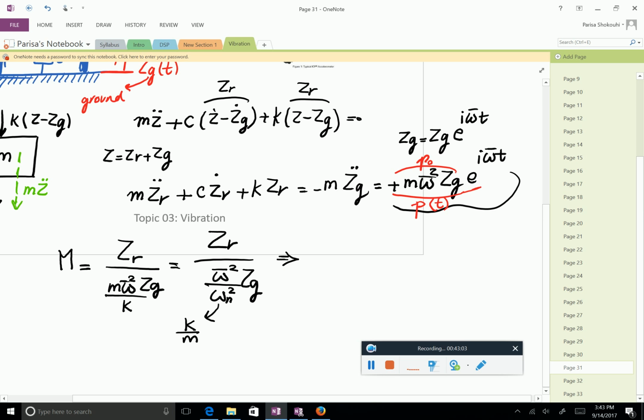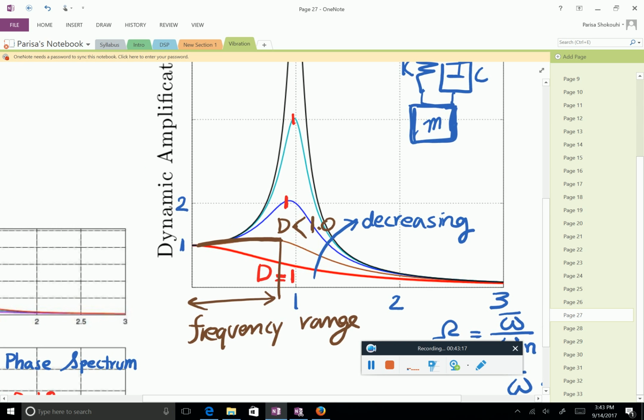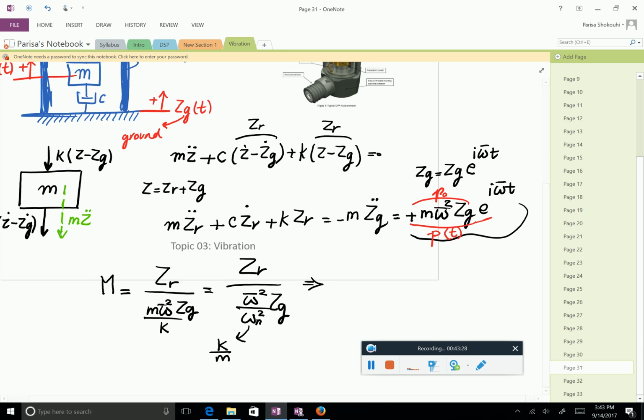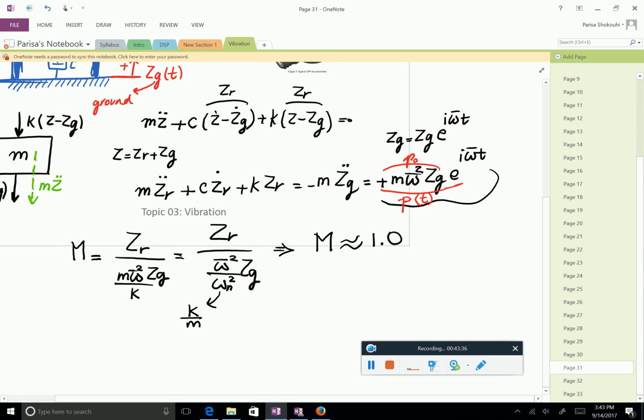Now, the question is, for an accelerometer, what do we want this to be? I showed you previously in the first slide that what we like to have in accelerometers is that this M be equal to 1. Let's see why. So if this M is almost 1, ZR is almost equal to omega bar over omega n squared ZG, right?